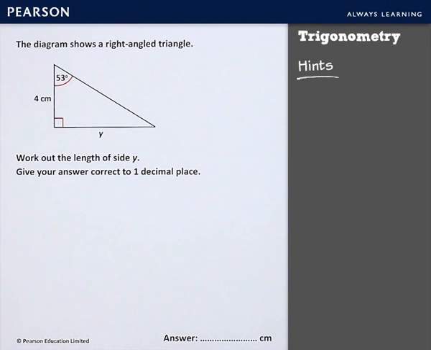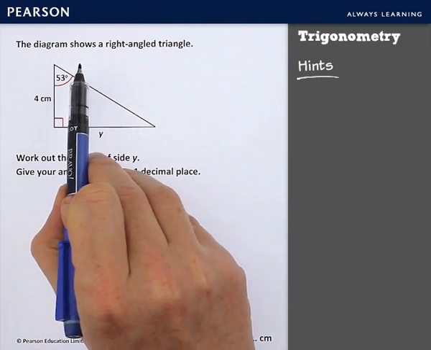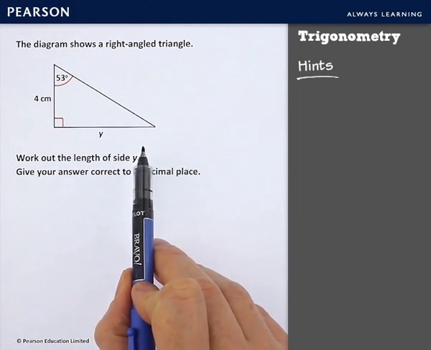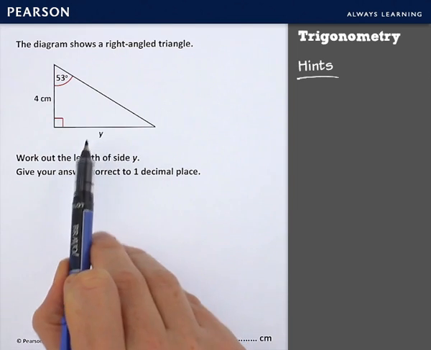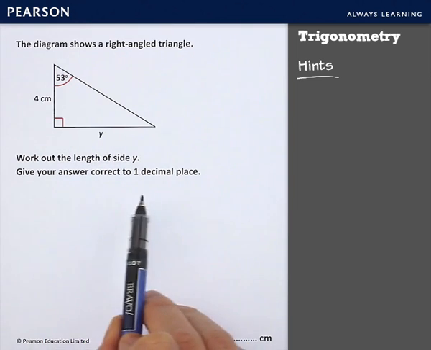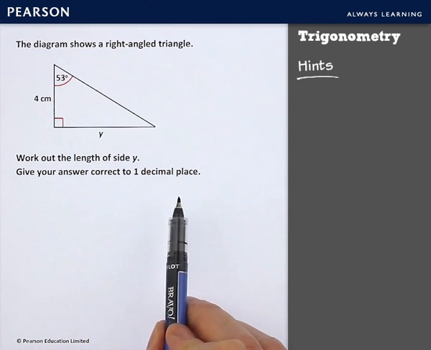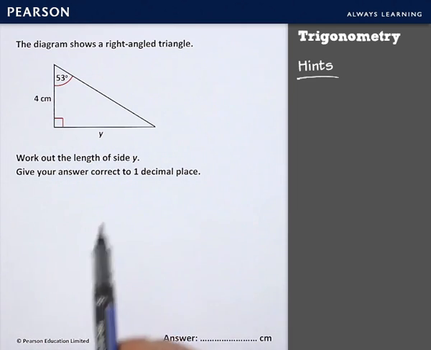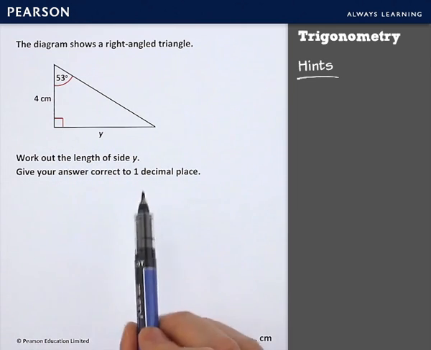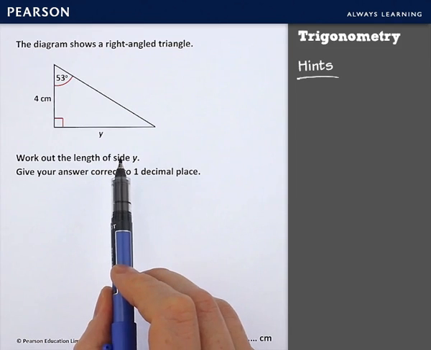Trigonometry. The diagram shows a right-angled triangle. Work out the length of side y. Give your answer correct to 1 decimal place. You can use trigonometry to find missing lengths in right-angled triangles.